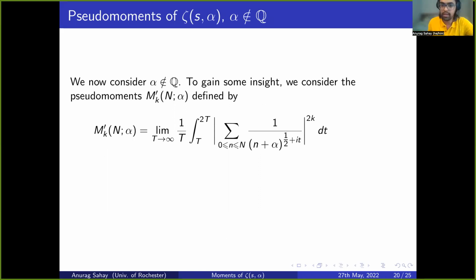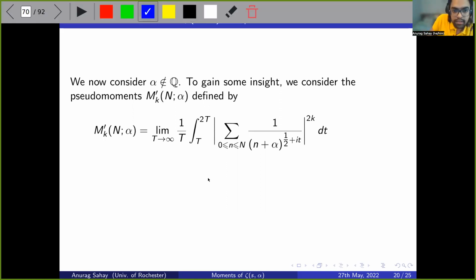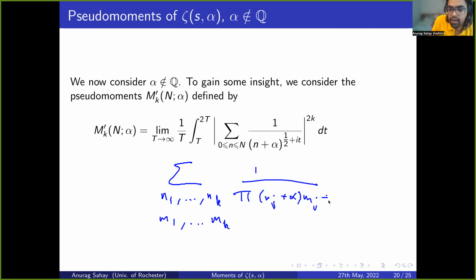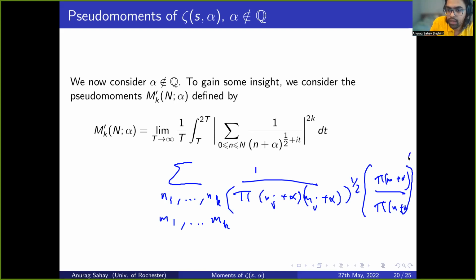it down as something multiplied by its conjugate, this expression is precisely the sum over n1 through nk and the sum over m1 through mk, and then you have 1 over the product over j of (nj plus alpha)(mj plus alpha) to the half, and then you have this thing which is the oscillating bit, where you'll get the product over (m plus alpha) over the product over (n plus alpha), the whole thing raised to it, right?